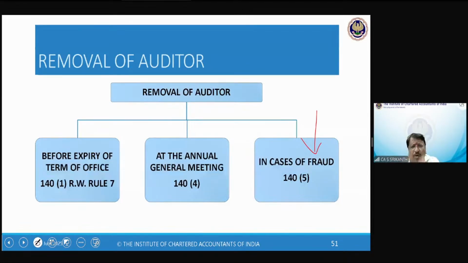I want to check how many auditors would have been removed under Section 140 subsection 5 for fraud. Simply because of one case, they have created one whole subsection here, as if one auditor commits a fraud, what to do. And how many people will go in this category? Anyway, it's a safety valve. It's there.